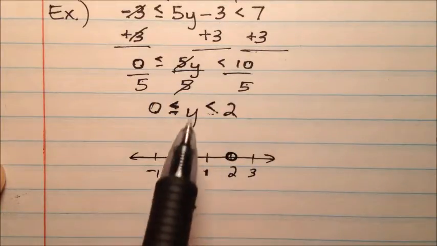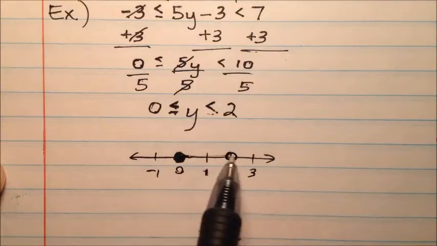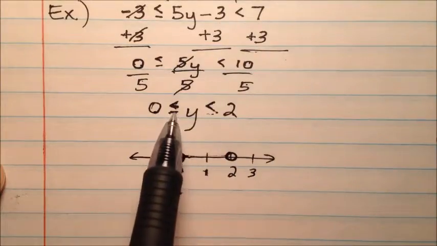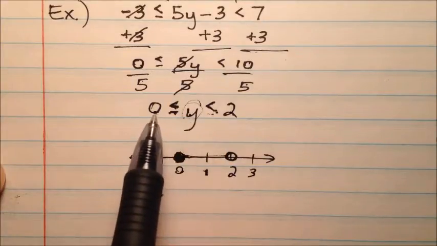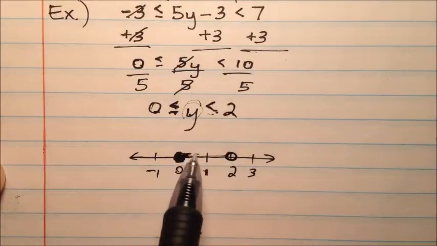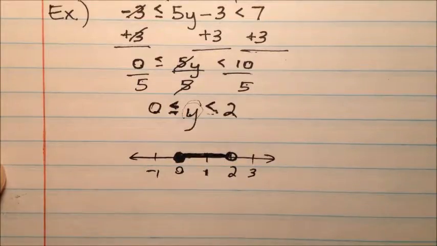And in this trichotomy, it's going to be the stuff in between here, because if 0 is less than or equal to y, which is less than 2, the y business is going to be between 0 and 2. So I'm going to shade all the stuff between the 0 and the 2.